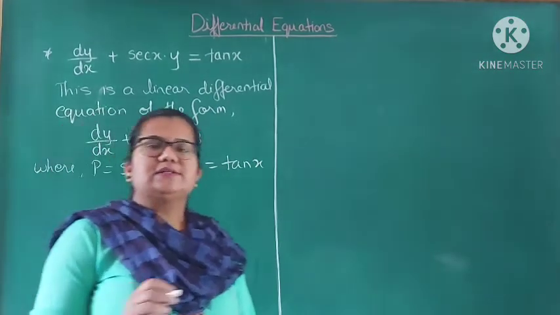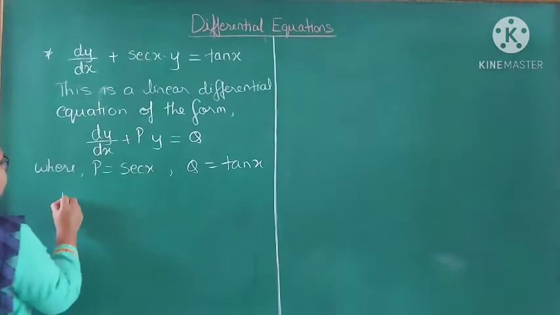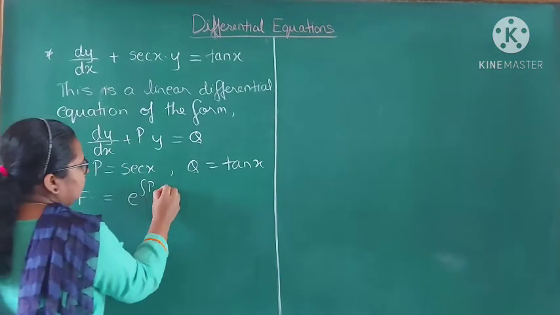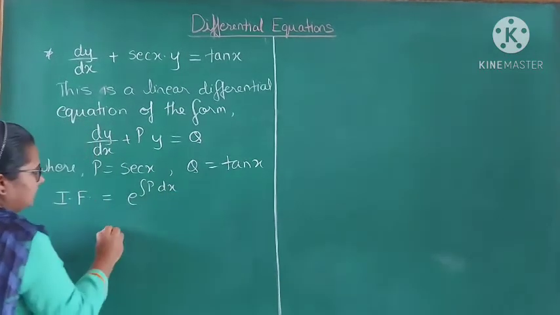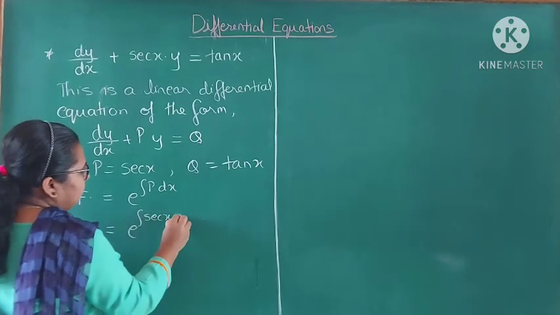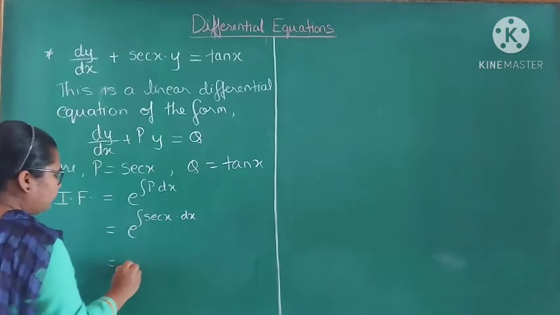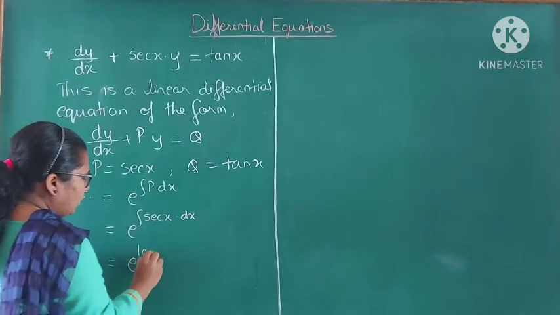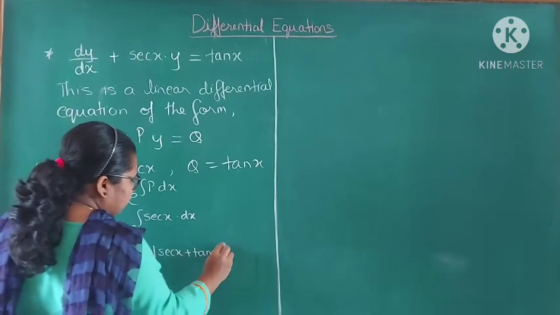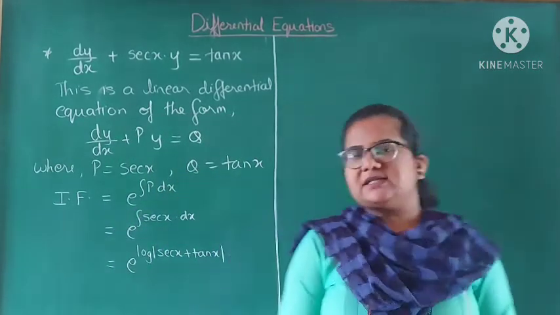Okay, so we have found out what is p and q. So the next step is to find the integrating factor. The integrating factor is equal to e raised to the integration of p dx. So it is equal to e raised to the integration of sec x dx. What is the integration of sec x? It is log of sec x plus tan x. So e raised to log of sec x plus tan x.